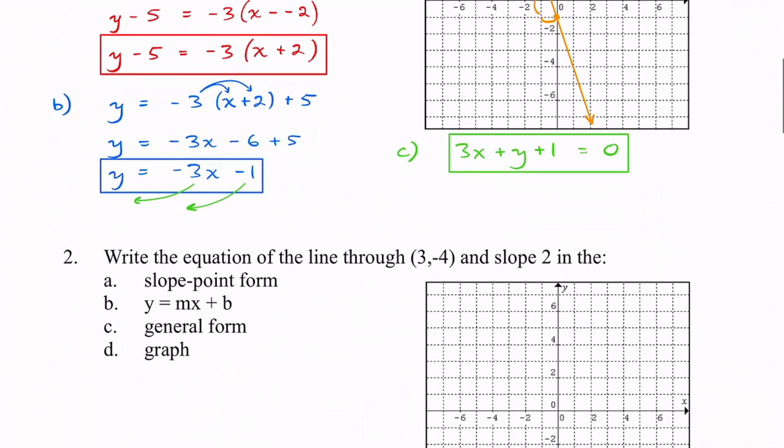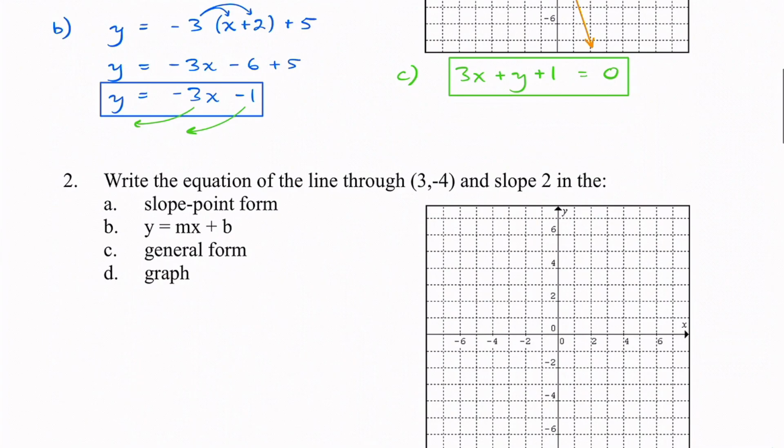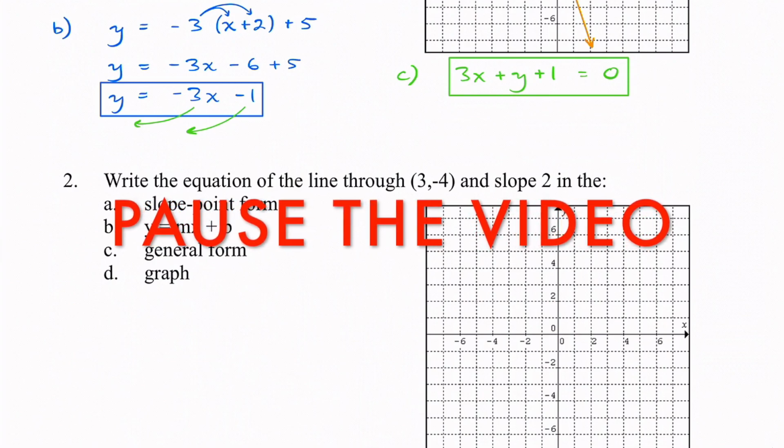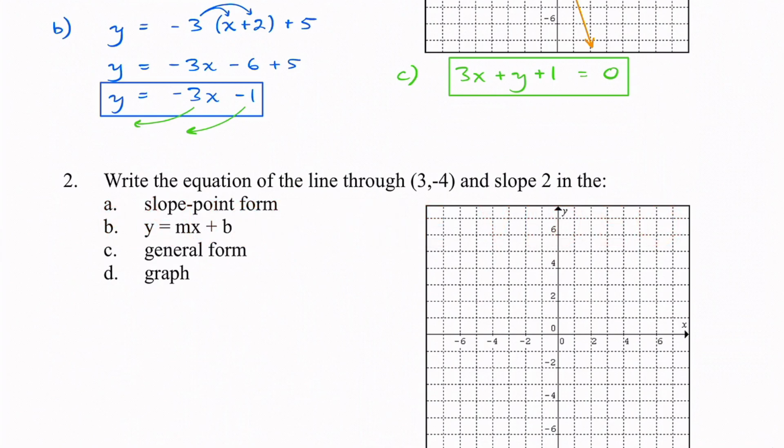Question number 2 is the exact same. So if you guys want to pause the video here and then try to go through all of those steps, you can do that now and try to do question number 2. So again, with question number 2, we were given a point. We should label it. So call this x1, y1, and then we were given the slope. It was 2, so I'm just going to put an m there.